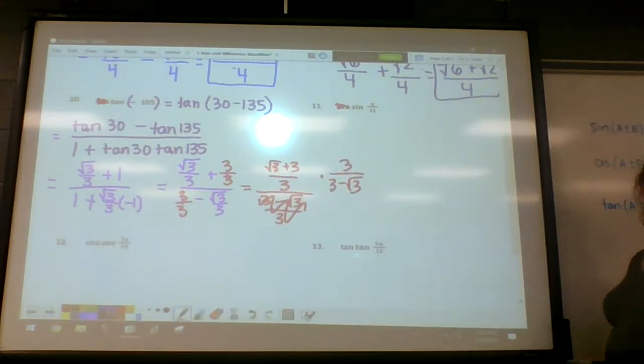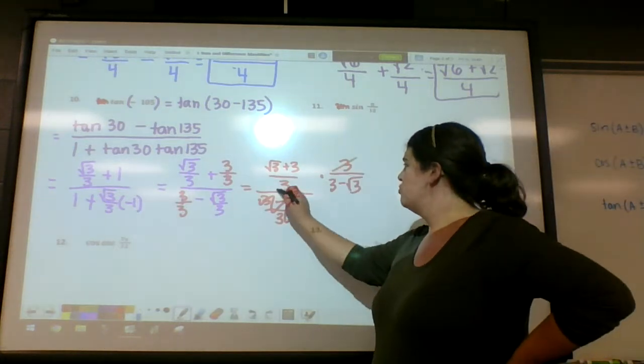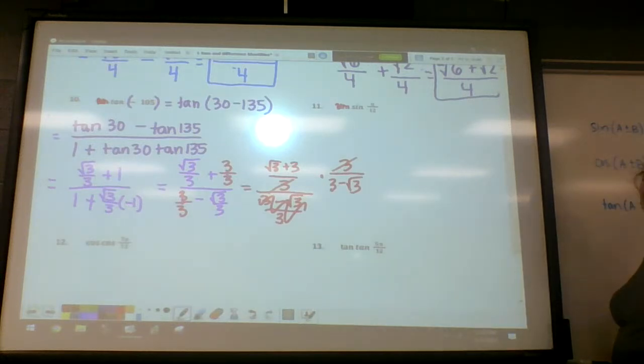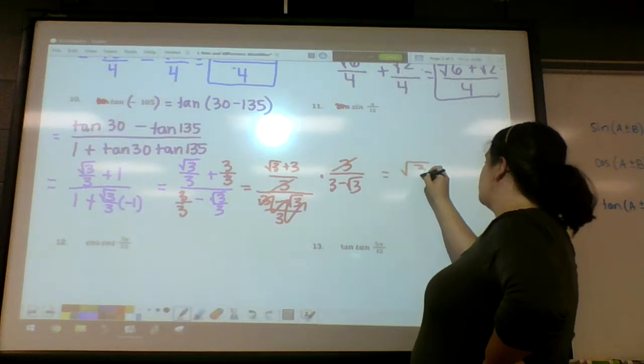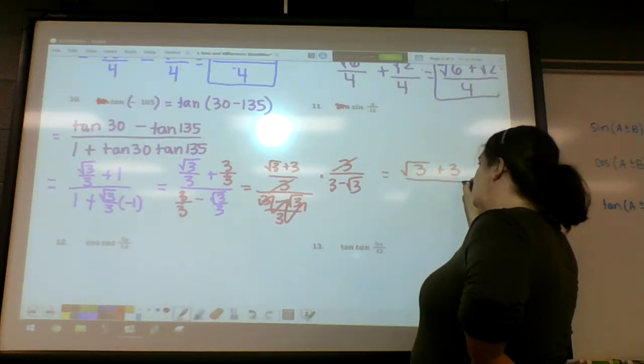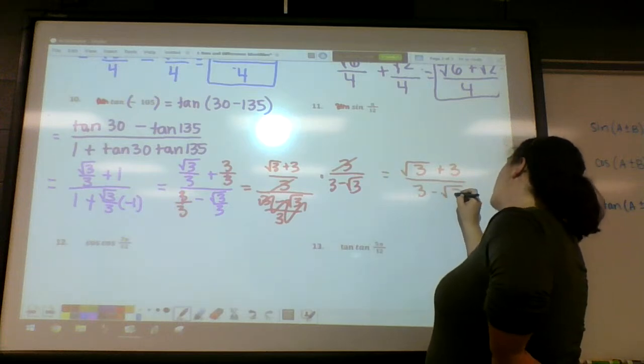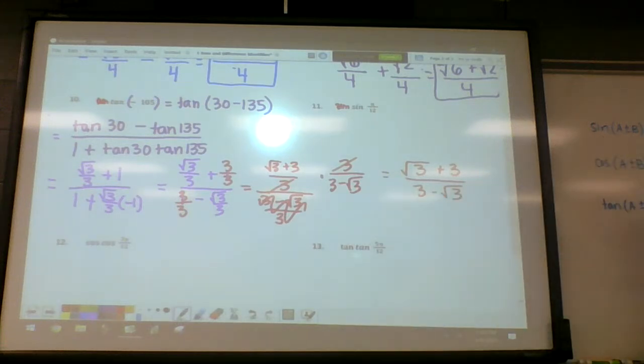What happens on that multiply? Flipped and multiplied. What's going to happen on the multiplication? This 3 and this 3 will, yeah, there's a divide by 3 and a times by 3. So those will simplify. So a better simplified version is the square root of 3 plus 3 all over 3 minus the square root of 3. And that's just a lot of 3's, isn't it? So just like before, everything with tangent is harder, right? Everything with tangent is harder.